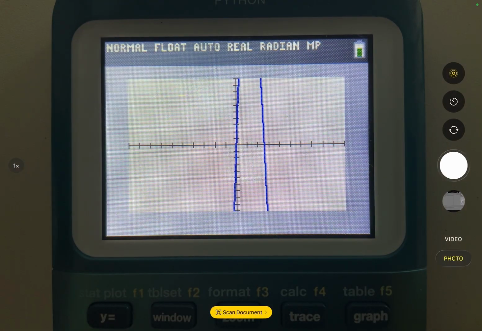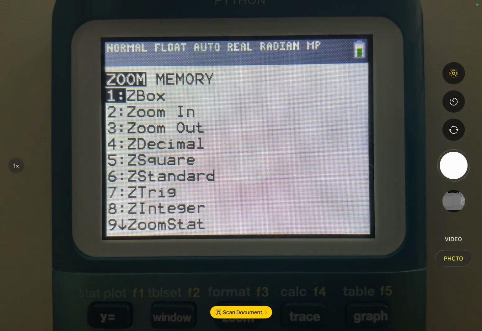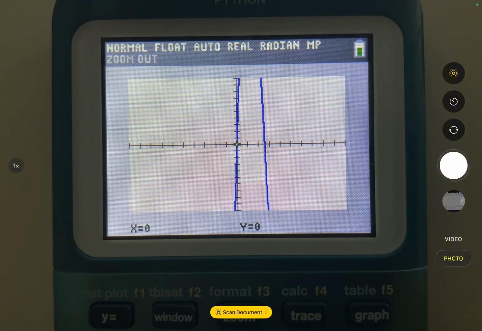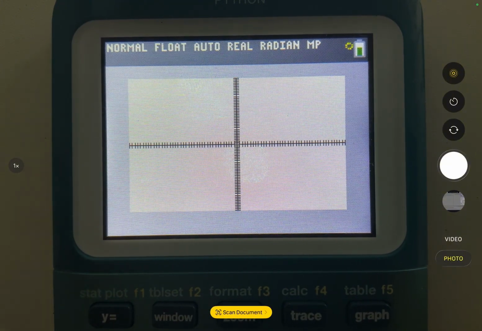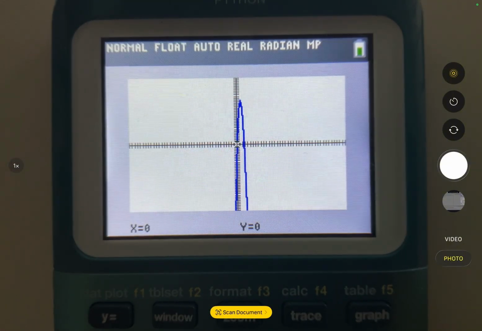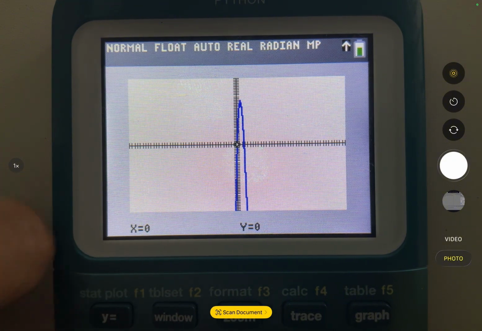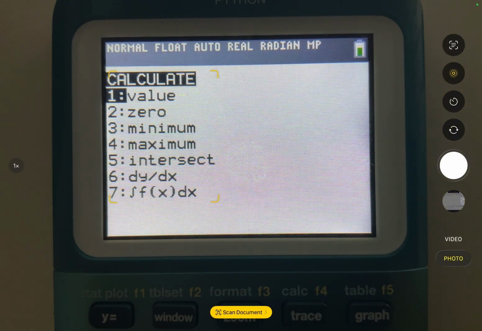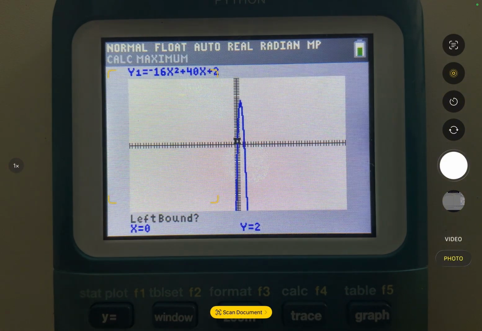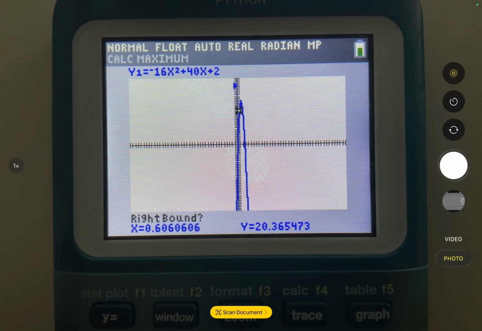Zoom out. So press zoom 3. Don't forget, if you press zoom 3, you have to press enter or it won't zoom out. Everybody can see it now? Yeah. All right. Let's calculate it. To calculate it, second trace, which one? Maximum. It's still a maximum, so number 4. Press enter. Now move that star to the right side.